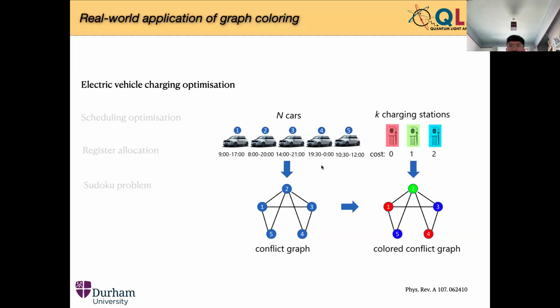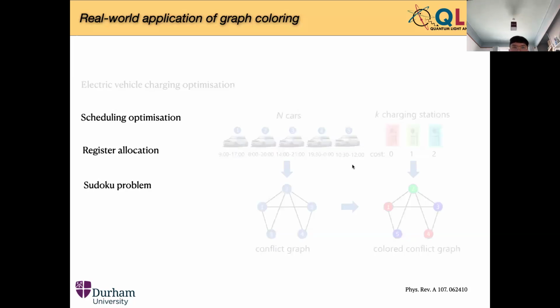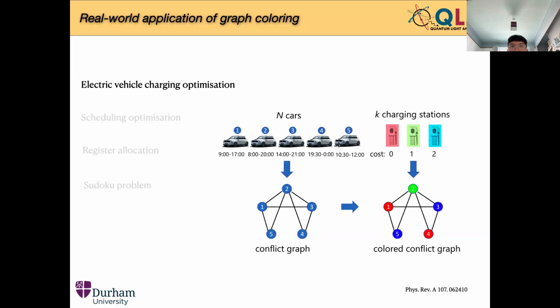And we run the graph coloring problem such that we got the red, green, and blue. Red, green, blue are actually the charging stations that they need to go to do the charging. So you can see the 5th and the third car here, they can be assigned the same charging station because the 5th car is just the charging period from 2 p.m. to 9 p.m. But on the other hand, the third car is just only in the morning. So basically they are charging at different times, so they can be assigned to the same charging station.